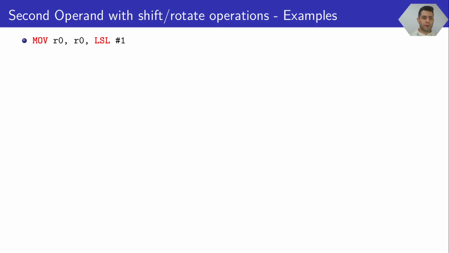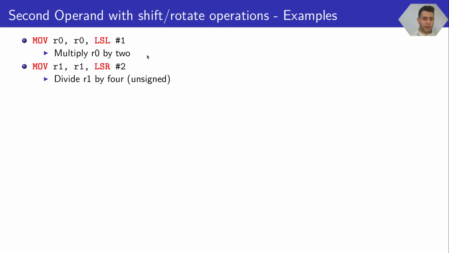Okay, let's see some examples that you will also find in the real world. As we said before, here we are multiplying R0 by 2 to the power of 1, so we are multiplying R0 by 2. Here we are dividing by 4, 2 to the power of 2 is 4. And then it's the same, the difference is that here we are using the arithmetic shift right, which will take care of respecting the sign bit.